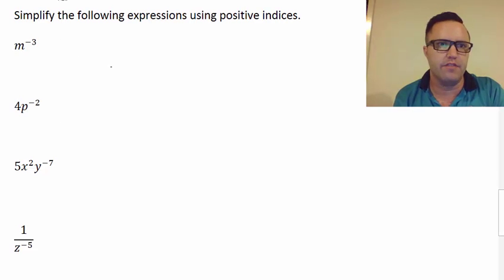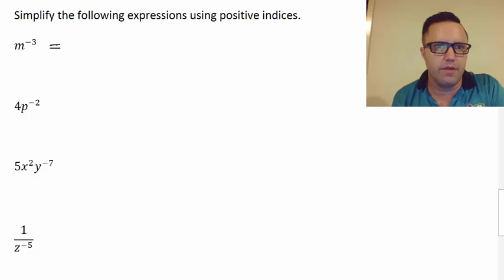Okay, let's simplify the following expressions as some worked examples using some positive indices. Okay, so the first one, m to the power of negative 3. So remember, we rewrite that as 1 over the number with a positive index. Okay, so that is 1 over m to the power of 3.